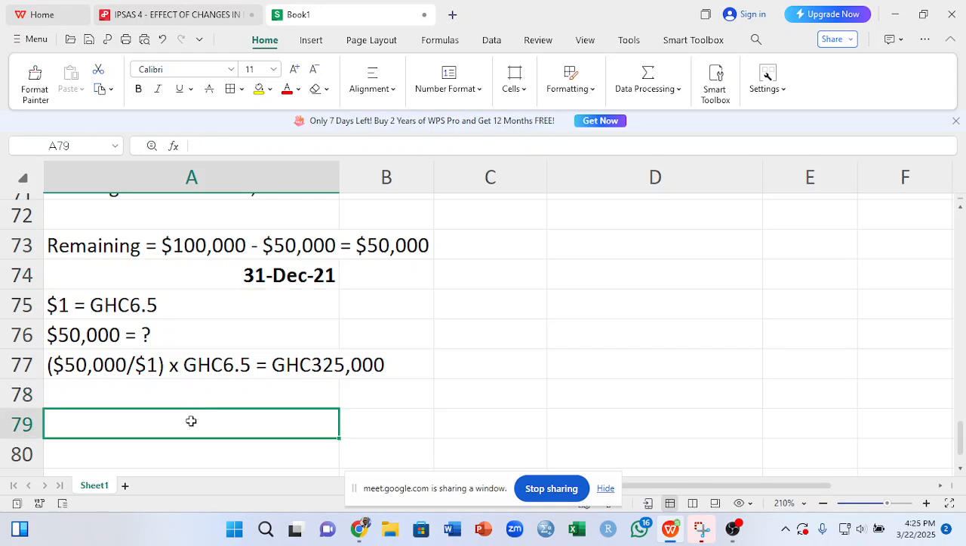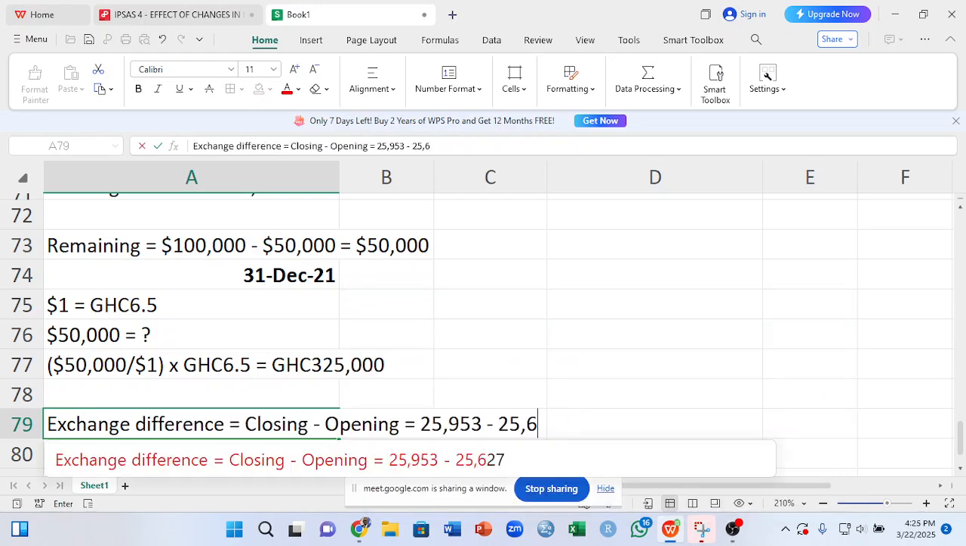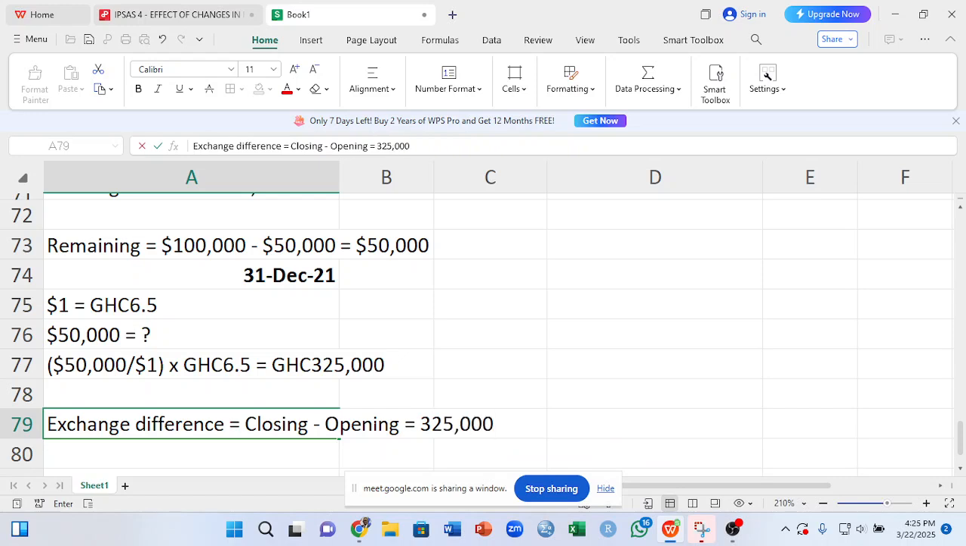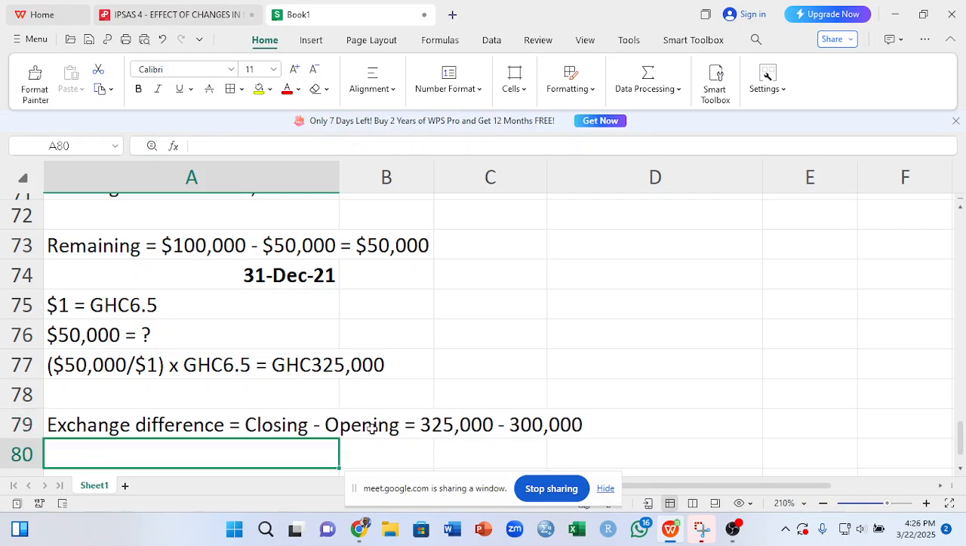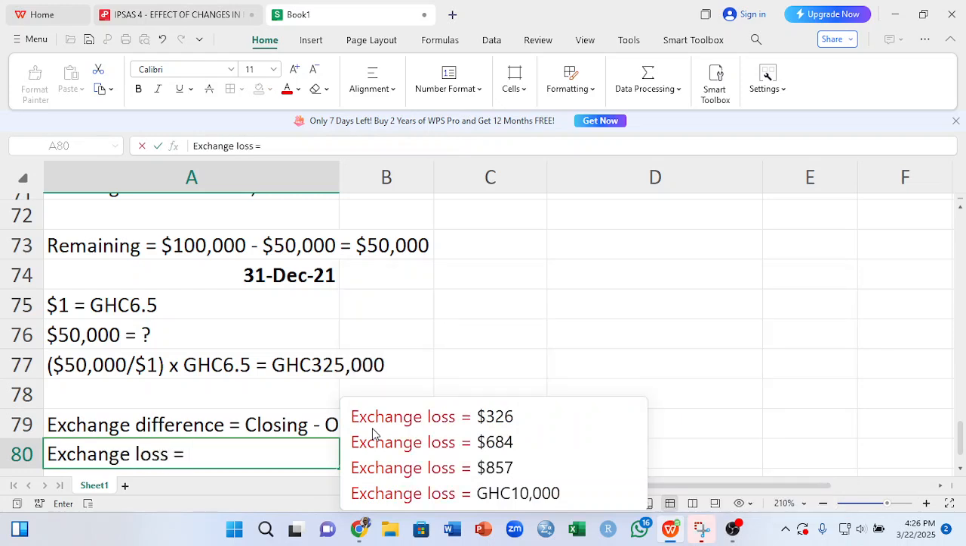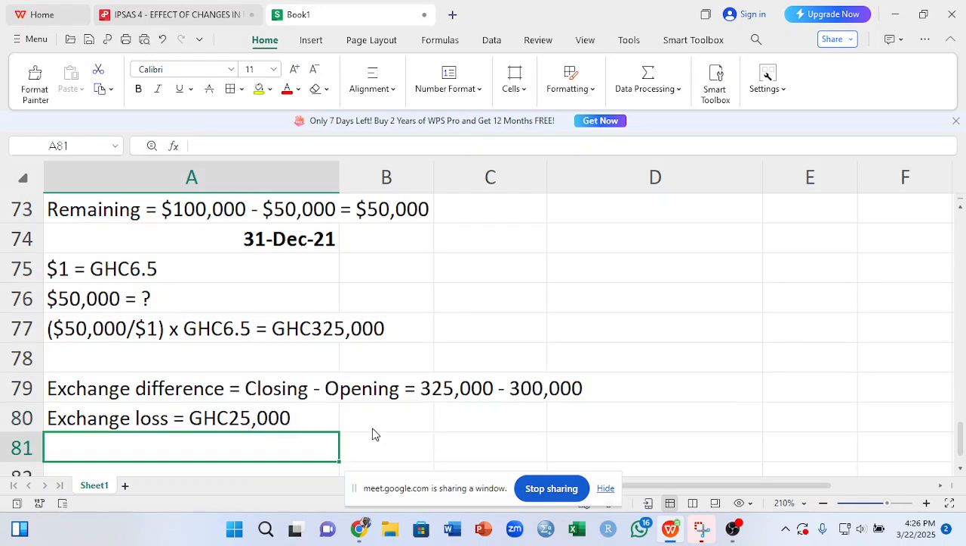Now at this date too, we need to find the exchange difference. The exchange difference here will be the 325,000 minus the opening balance. Bear in mind, half of the 600,000 was 300,000. So here too, we have an exchange loss of 25,000. So this is the workings we need.